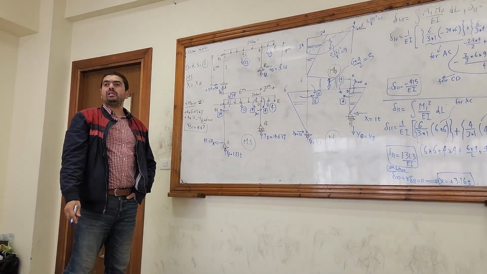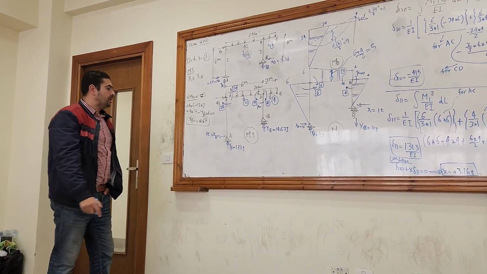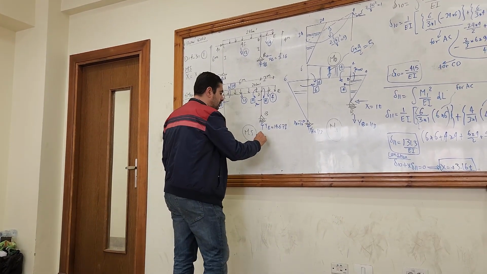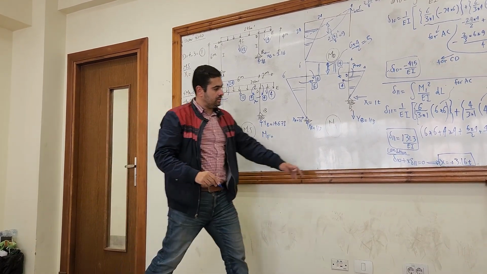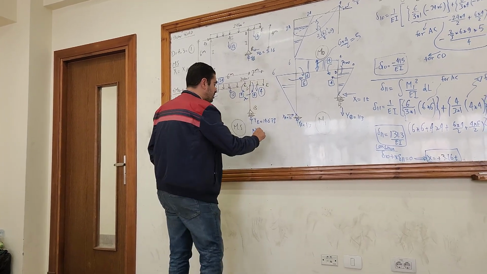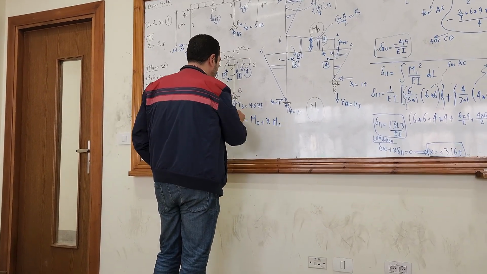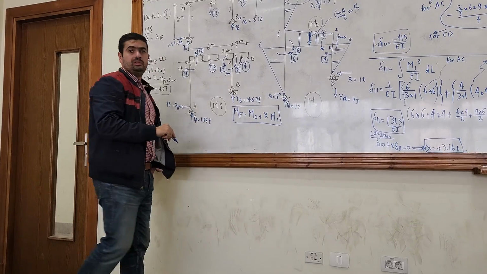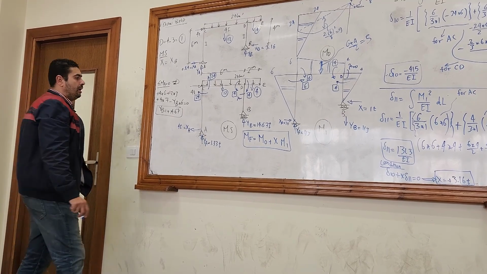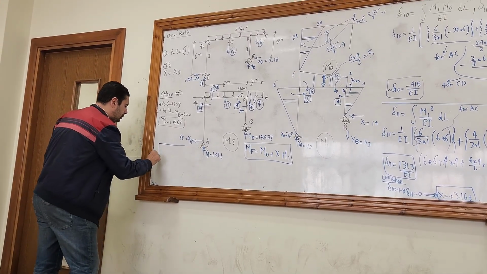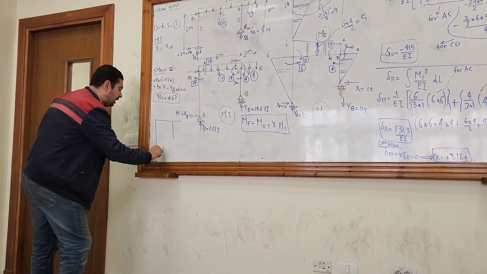What is the second way to calculate the final bending moment diagram? There is an equation here. M final equals M node plus X multiplied by M1. And then I will get the final bending moment. Okay, I will draw it. This is M final.